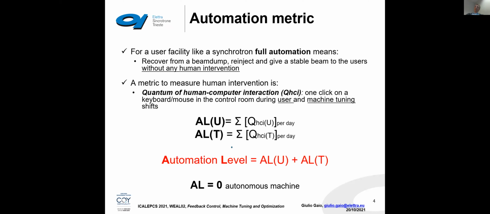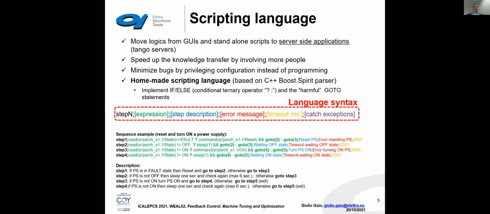So if you sum the click rate during the user and machine tuning shift, you get the automation level, which is 0 for an autonomous machine. So with this idea in mind, if you want to improve the automation level of your machine, you simply have to reduce the number of clicks, which means moving the logic from the graphical interface, standalone scripts and standalone programs that run in our virtual and real control rooms to a server-side application, that in our case is our Tango server.